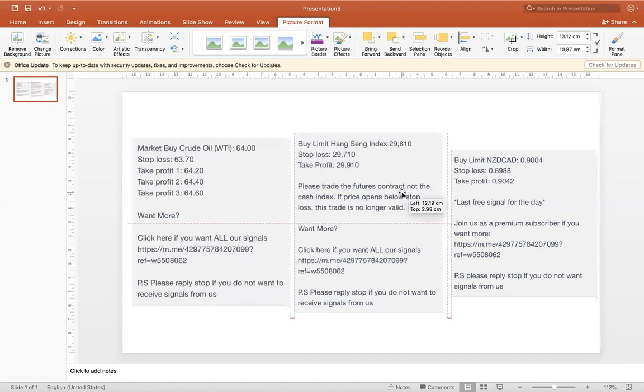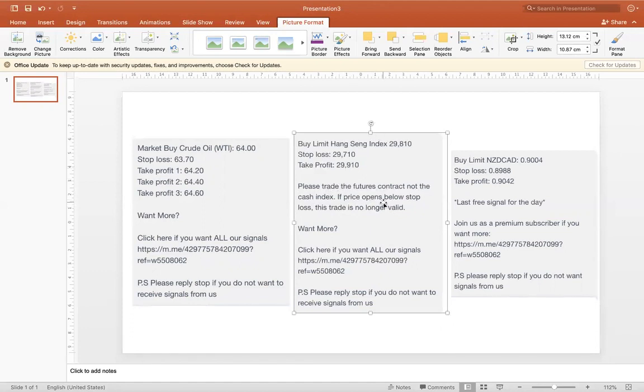So the second kind is actually a limit order. This is the Hang Seng Index. I think by now you should realize that we do the Hang Seng Index almost every morning. We are based in Singapore, GMT plus 8, so at about 9 a.m. we'll send these Hang Seng limit orders out.